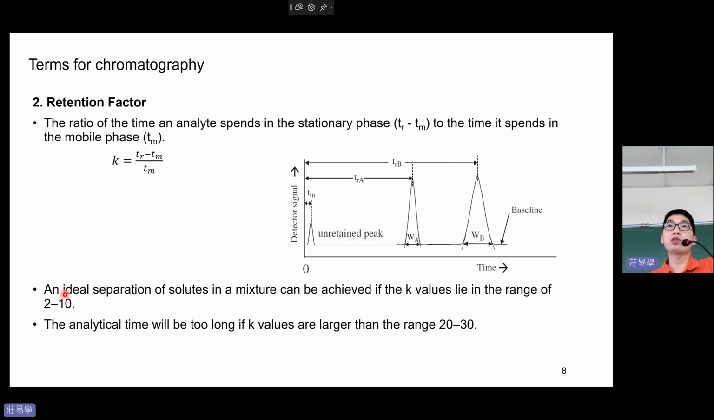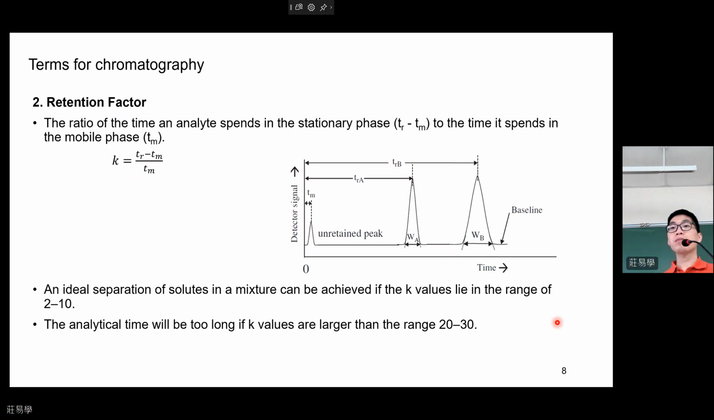When it comes to chromatographic methods, an ideal separation of solutes in a mixture can be achieved if the K values lie in the range of 2 to 10. If K is larger than 20 to 30, or even 40, that means the retention is too long, and you need to modify the method.